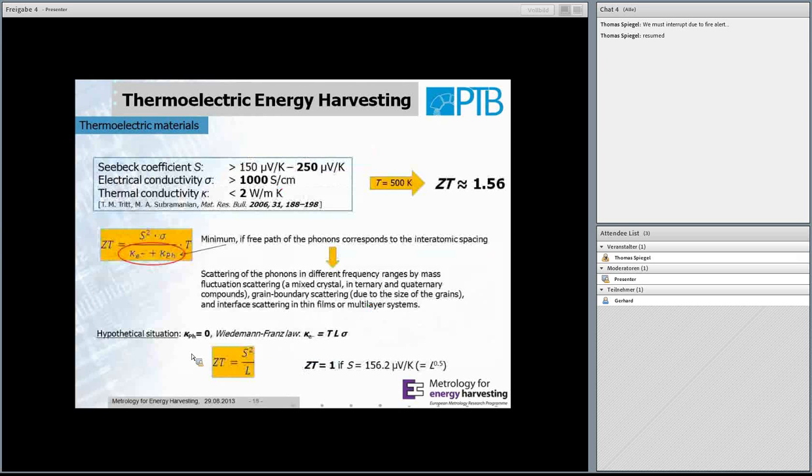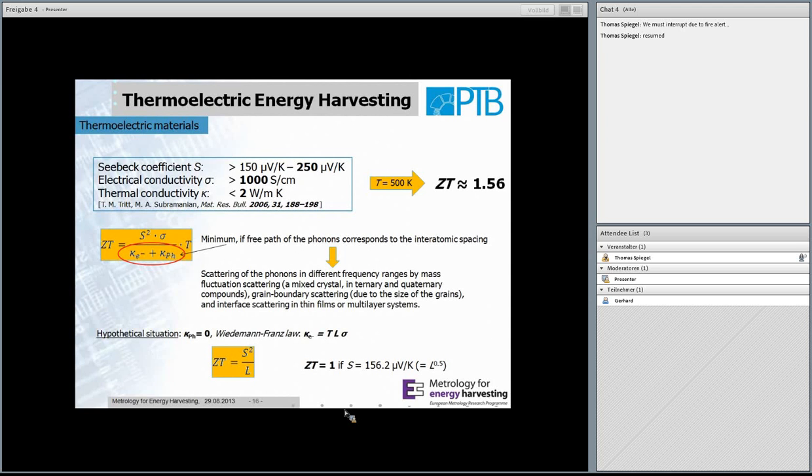A suitable thermoelectric material should have a Seebeck coefficient between about 150 and 250 microvolt per Kelvin, an electrical conductivity higher than 1000 Siemens per centimeter, and a thermal conductivity lower than 2 watt per meter Kelvin. At a temperature of 500 K, we could calculate with the bold values here, that means 250 for the Seebeck coefficient, this material would have a ZT value of 1.56. From these data, you can get an impression of what is necessary to change, to focus the research on.